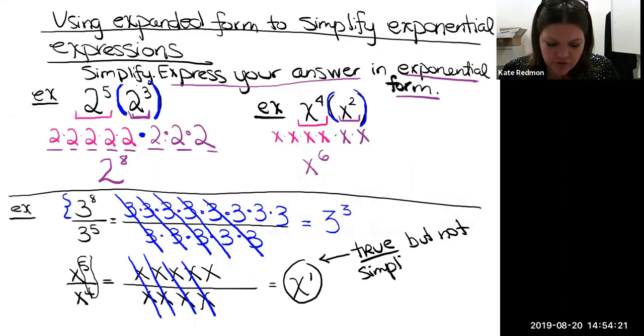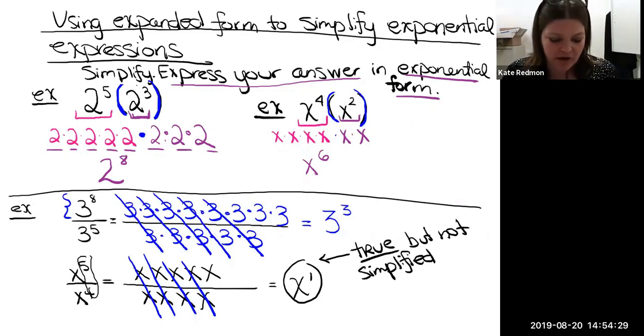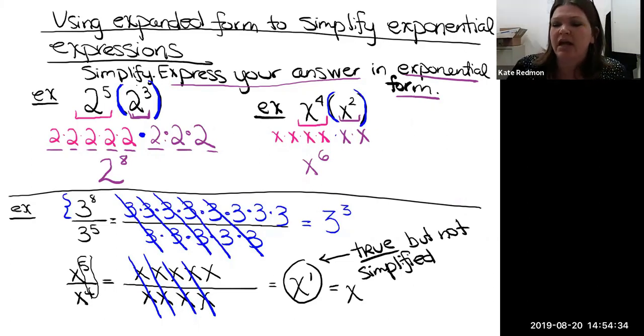A general rule of thumb is, unless asked otherwise, mathematicians will give their answer in simplest form. Since we know a simpler form than x to the first power, I would expect you to write it like that. Now, that being said, you wouldn't be wrong if you wrote it the other way.